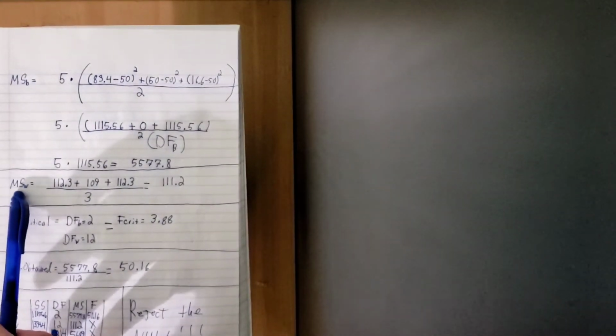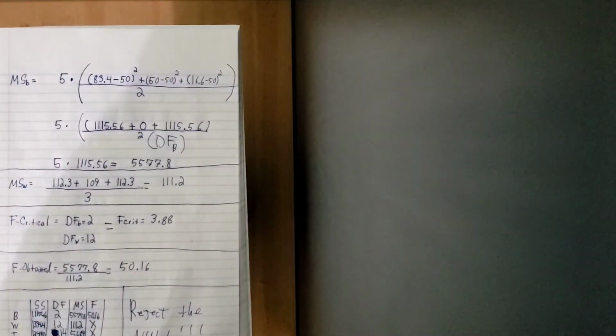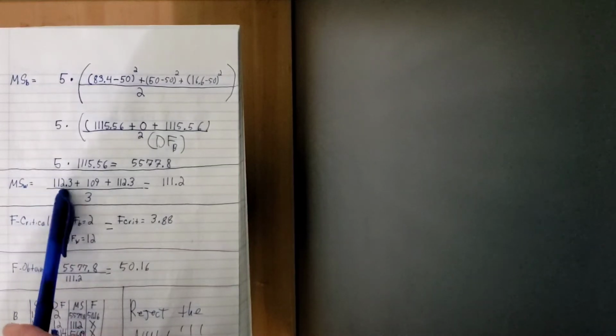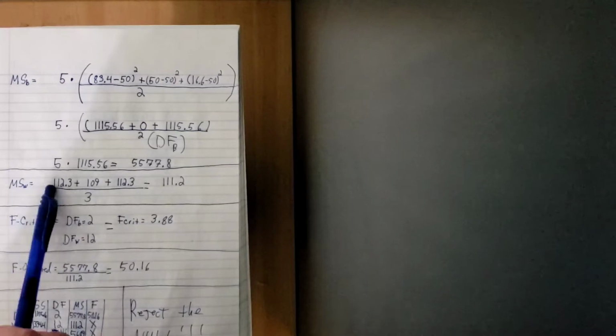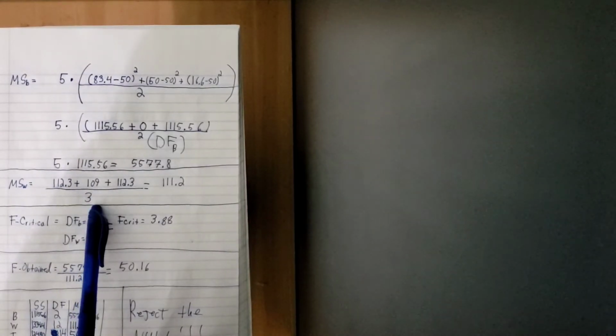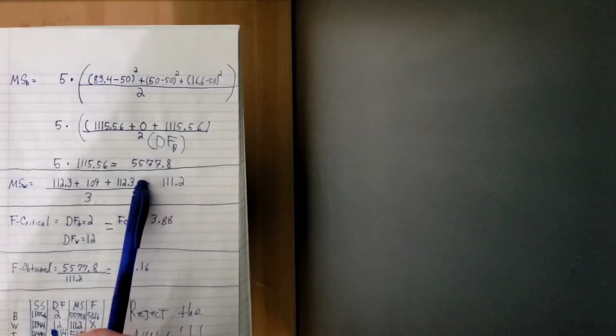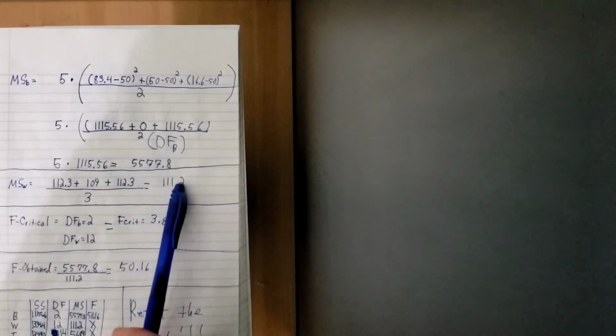Next step is mean squares within. Well, that's simply you sum up all the variances. In this case, the variances were given to you. So you add all the variances, and you divide by K. K equals the total number of groups, 3 groups. The sum of the variances divided by 3 equals 111.2.